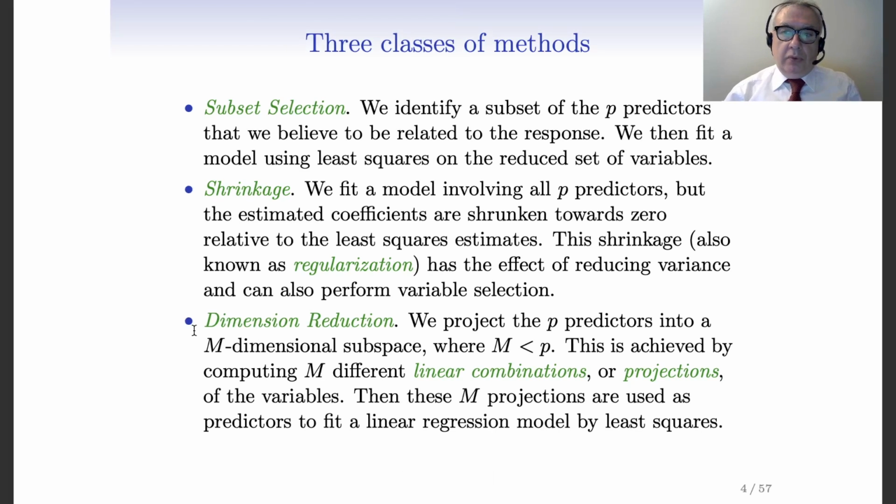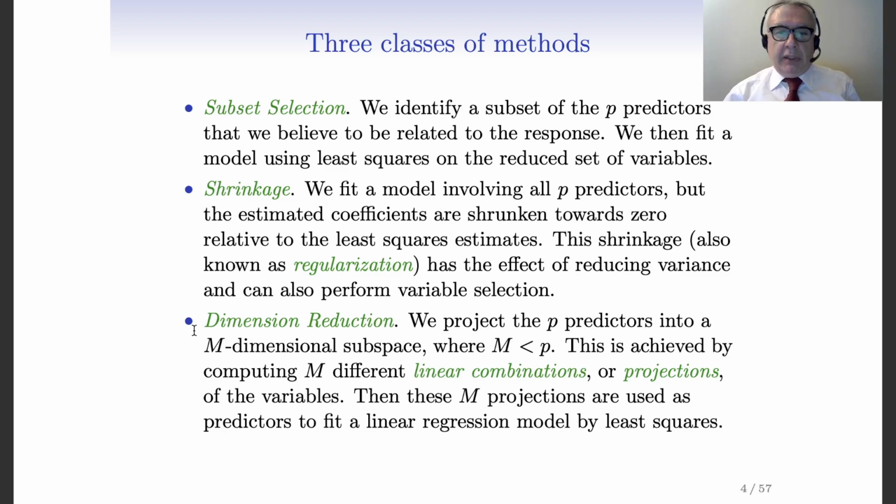In order to achieve our goals, we will explore three classes of methods. A first class that we will start investigating today is subset selection. The idea is to identify a subset of the p predictors that we believe are related to the response. Once we have selected the subset, we can fit a model using least squares on this reduced set of variables. So it's a kind of simplification. I just throw away predictors that are not relevant to my predictive task.